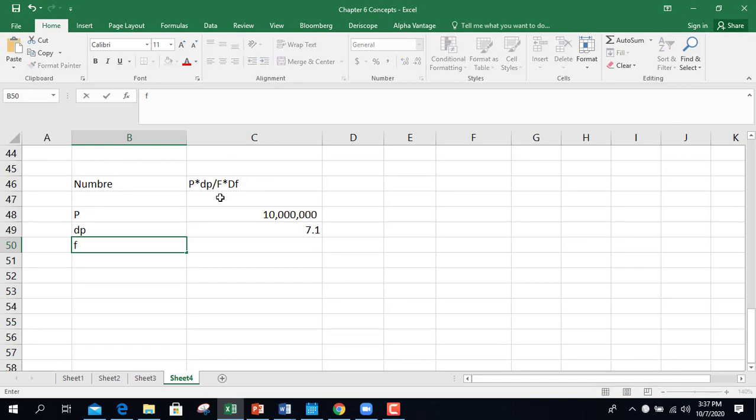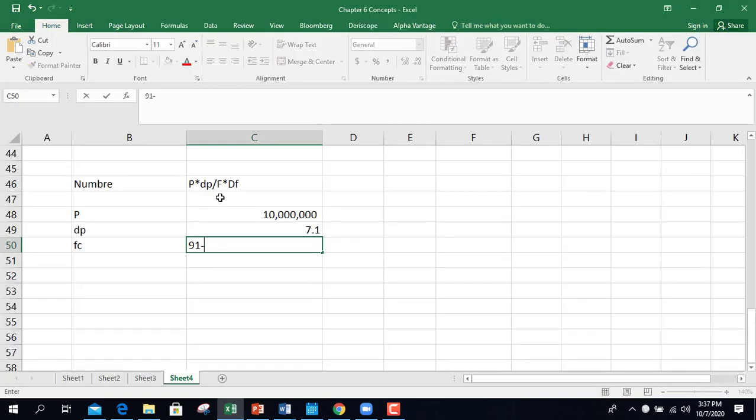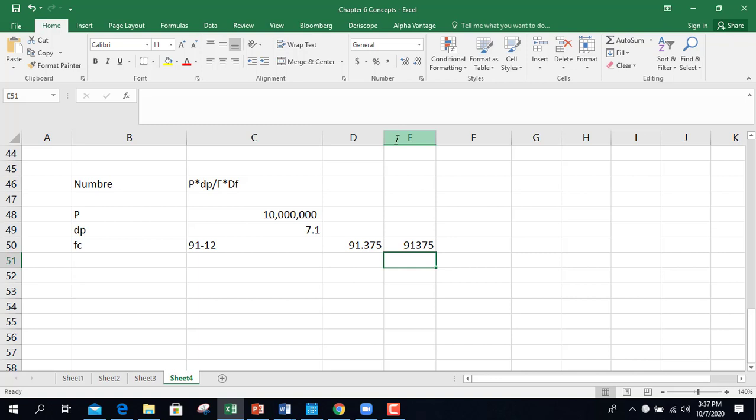Okay, next is future. Is futures contract value given? So they have given a quote 91-12. So first you need to convert it. So it is 91 plus 12 divided by 32. So 91.375, and since it is a treasury bond, you multiply it by 1000. The multiplier is 1000. So it is 91375. And do you know DF, or the duration of futures? Duration of futures is given to be 8.8.